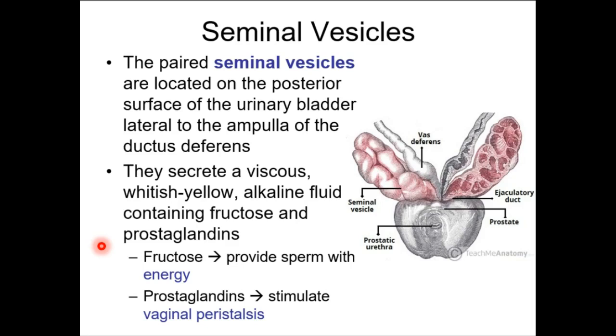Fructose for energy, so that they can travel for a very long time through the female reproductive tract or a sock or whatever it happens to be. Prostaglandins stimulate vaginal peristalsis. So the vagina can clench and do things, and that's going to help a lot of things for sperm motility as well.